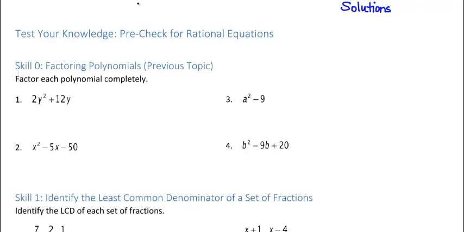I would like to review the solutions for the pre-check for rational equations, section 4. You do need to be able to factor polynomials to be able to solve some of the problems later on in this section. So just a quick review.